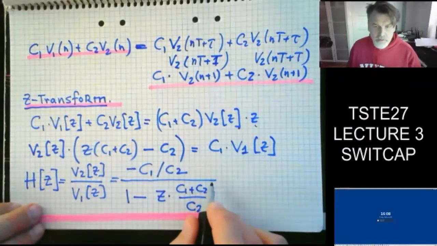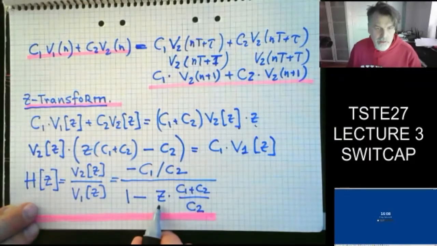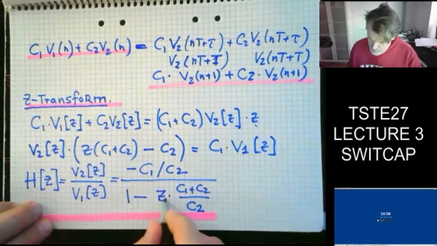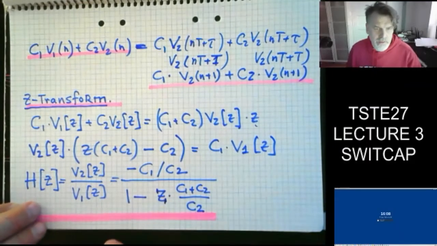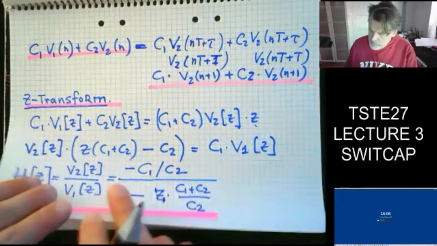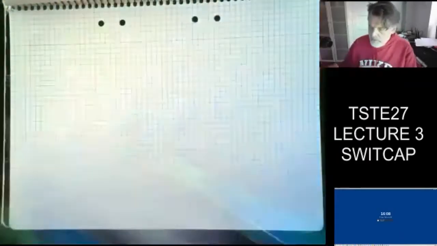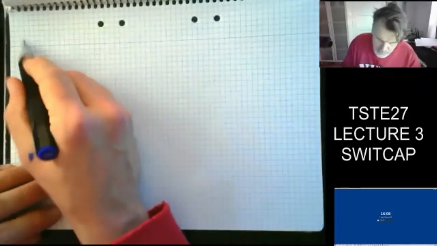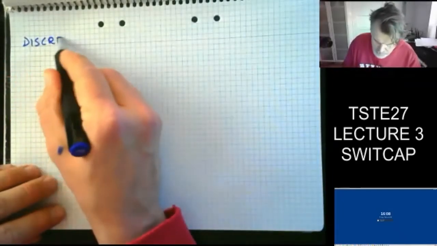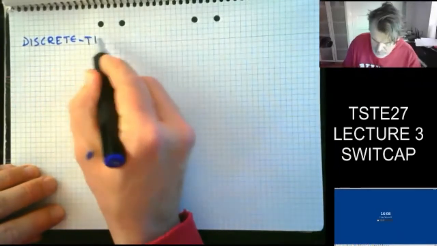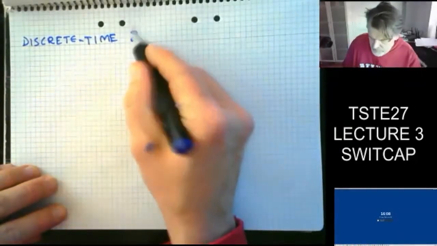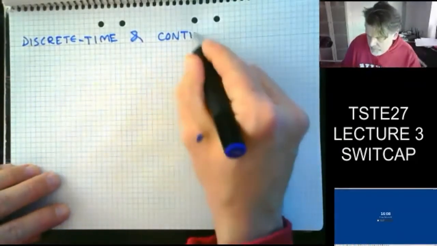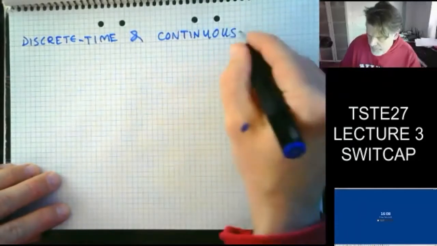So how does this comply? I mean, this is now in the discrete time domain. So how does that align with our continuous time domain? Well, we can go and have a look at that. So the relationship between discrete time and continuous time is given by some sort of mapping.